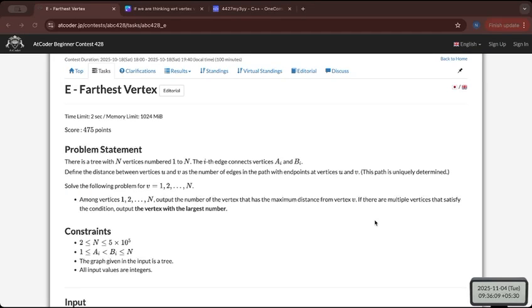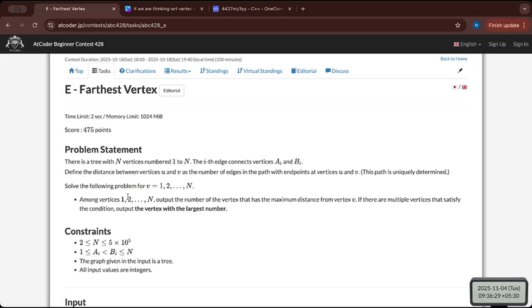Hello, in this video let's discuss a question on DP on trees. There is a tree with n vertices from 1 to n. The ith edge connects A_i and B_i. Define the distance between vertices u and v as the number of edges in the path with endpoints at u and v. This path is uniquely determined as this is a tree.